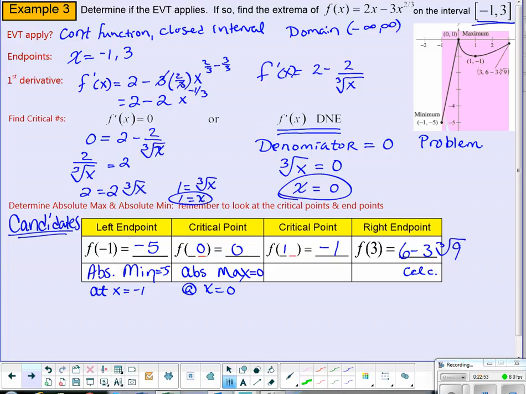When you're asked what the absolute min is, it's looking for the y value, or for the absolute max, it's looking for a y value. If it asks where it occurs, then we're talking about the location, x equals.